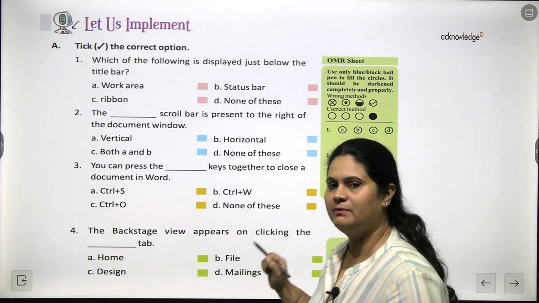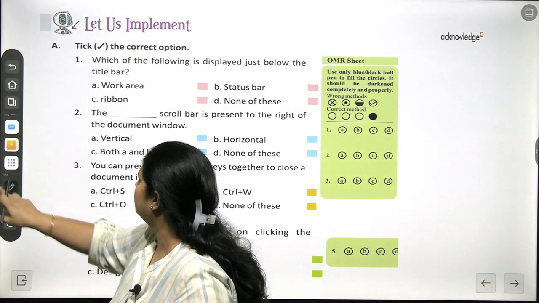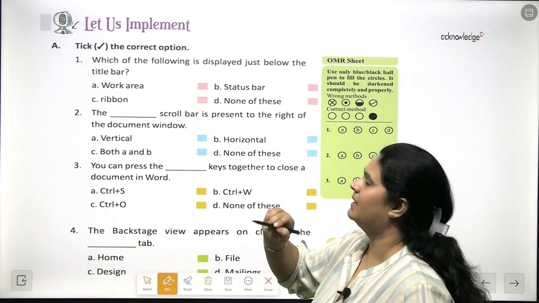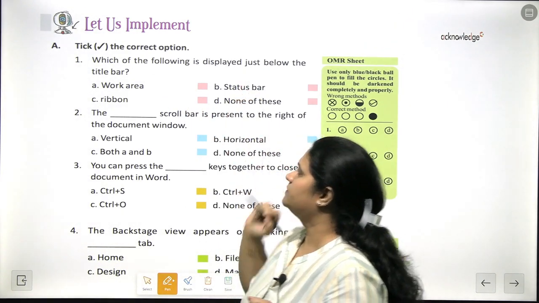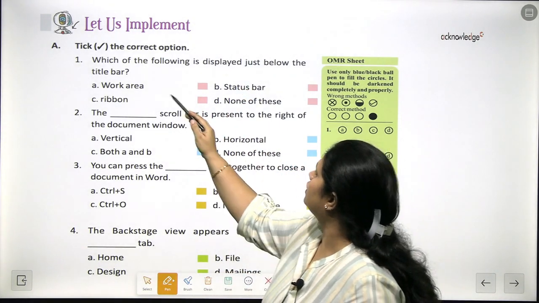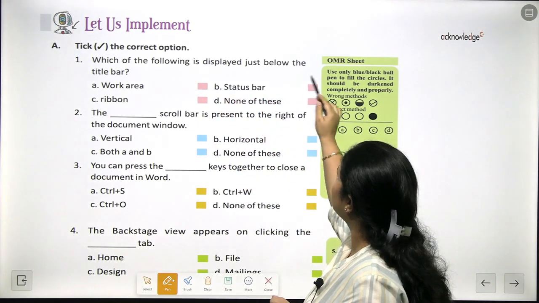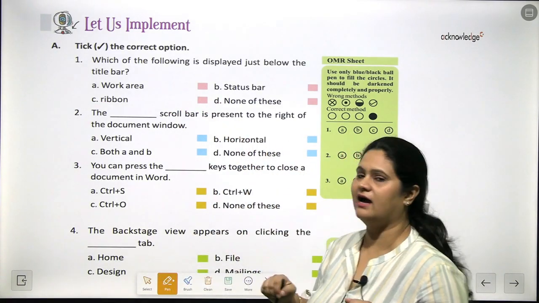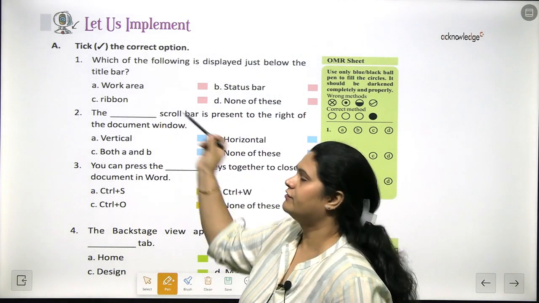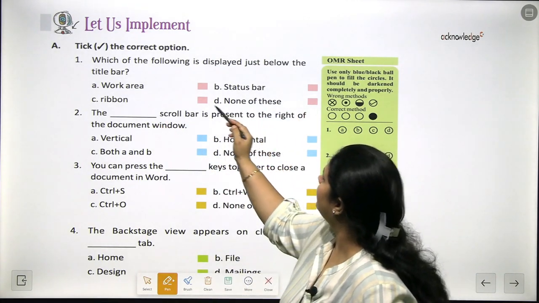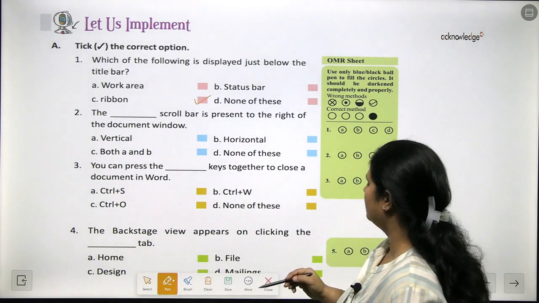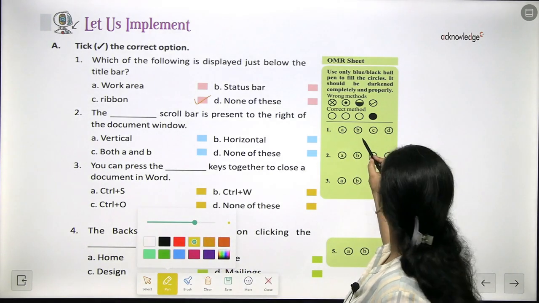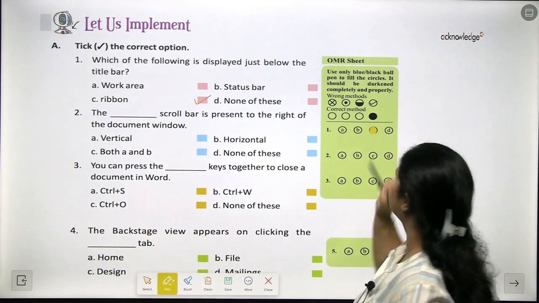So, let us implement. Quickly, take out your pencils. We will do this together. Now, A part says, tick the correct option. Number 1. Which of the following is displayed just below the title bar? Tell me children, is it the work area, the status bar or ribbon? Yes, it is a ribbon, right? So, we will quickly fill this bubble also. It is option number C, right?